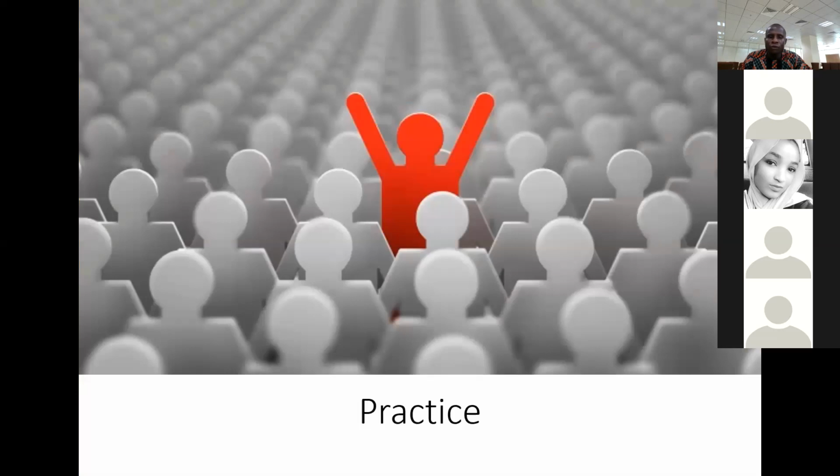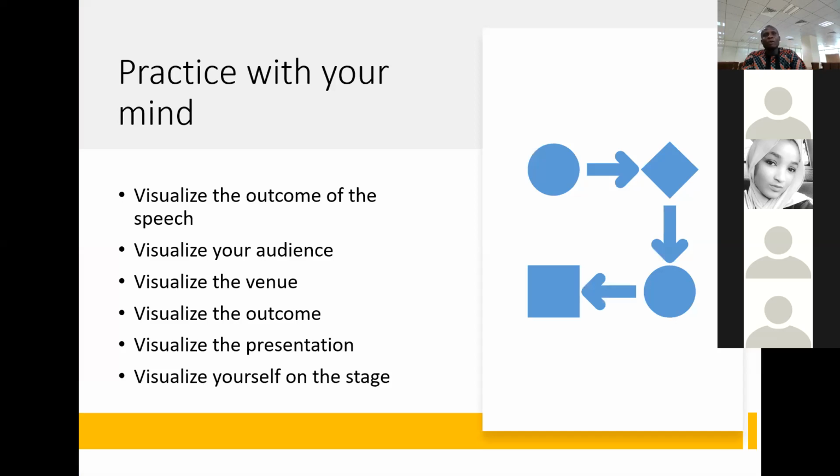So we could move to the final aspect, to practice. In real sense, practice comes before the presentation using the 3x3 matrix. But because we're talking about the body of the speech, I had to put the 3x3 matrix before practice. So the first way to practice is practice with your mind.